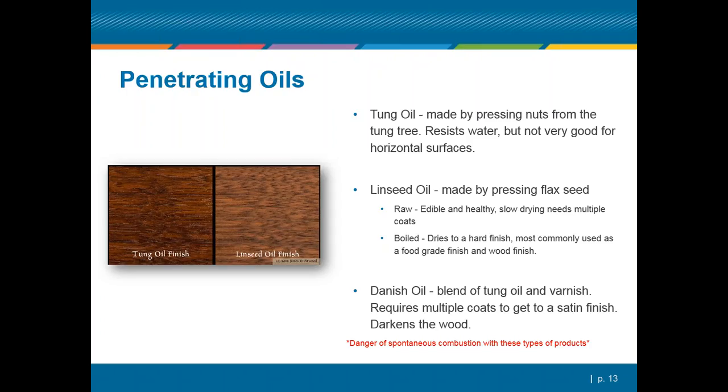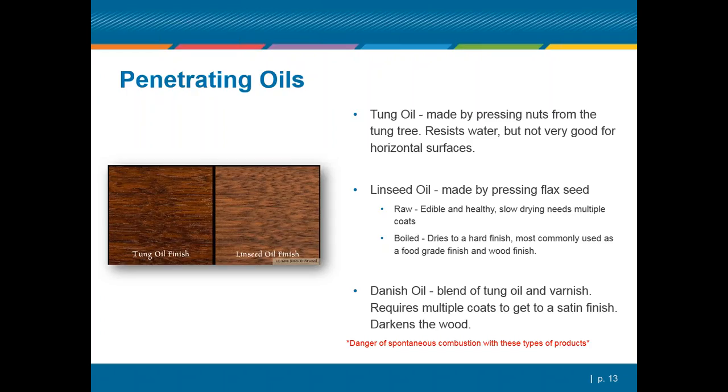With the boiled version of it, it dries to a hard finish, and that's really where we mostly see these used in wood finishes, is with the boiled linseed oil. Danish oil is a blend between tung oil and varnish. It may require multiple coats to get to the level of sheen that you want with these, but they are a very nice product in terms of their depth of color and their depth of durability.